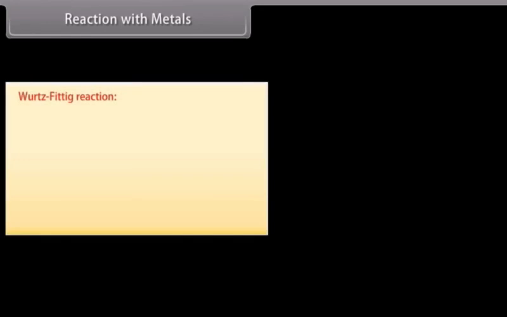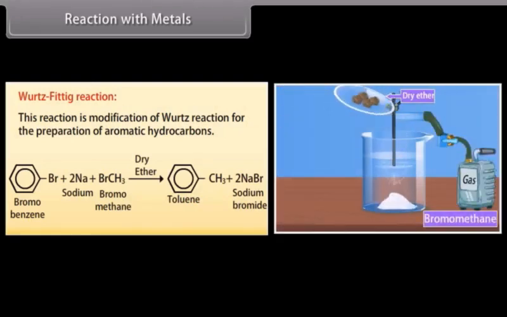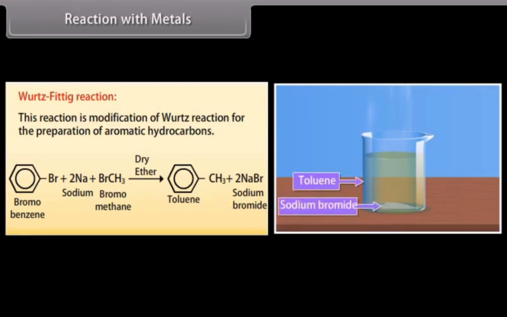Reaction with metals. Wurtz-Fittig reaction. This reaction is a modification of Wurtz reaction for the preparation of aromatic hydrocarbons. In a solution of bromobenzene, add some sodium and bromomethane in the presence of dry ether, which reacts to give toluene and sodium bromide.